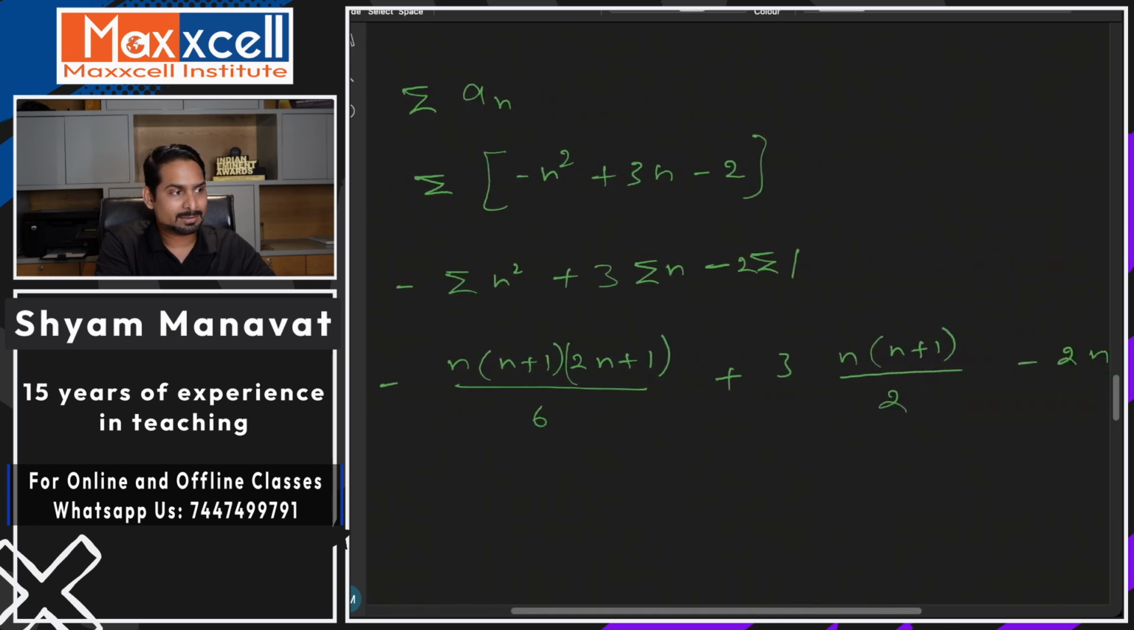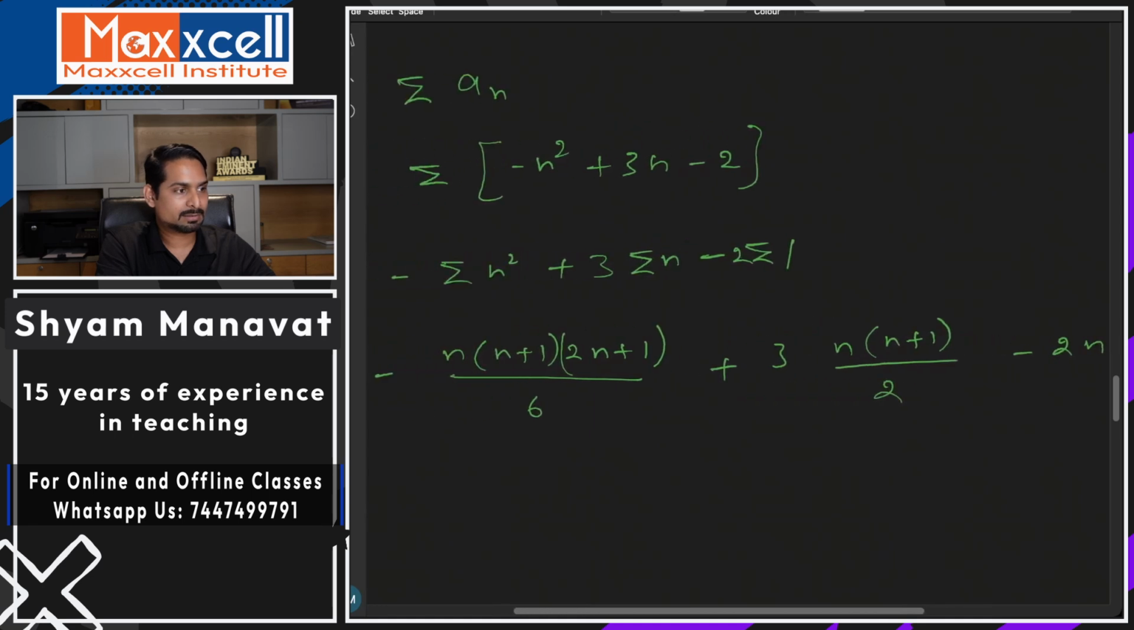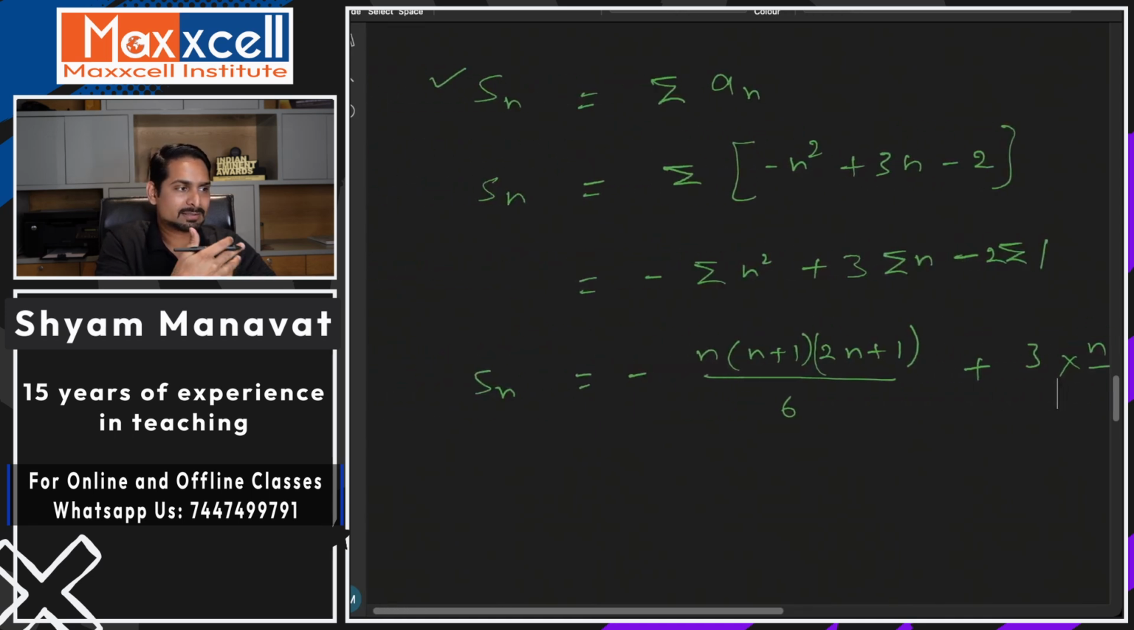Now if you want to simplify, you can simplify further. You can take this n into n plus 1 common, and you can simplify this to open the bracket and so on. I suggest don't get into much of a mess. Simply substitute n equal to 100 if you want to find out the sum of 100 terms, because you got the sum of n terms here.